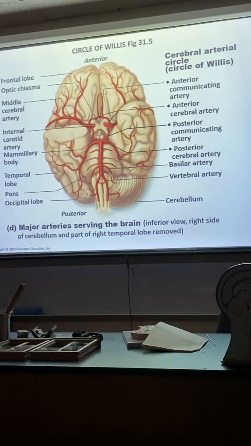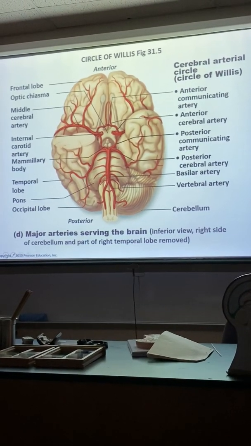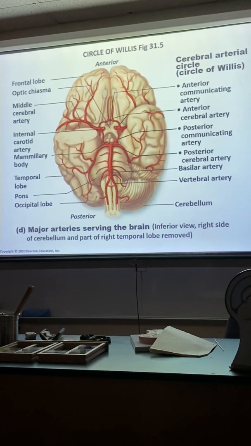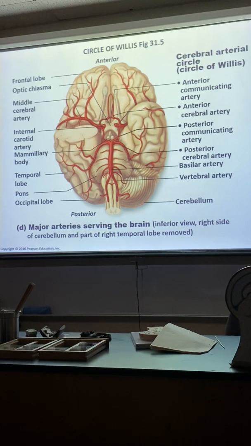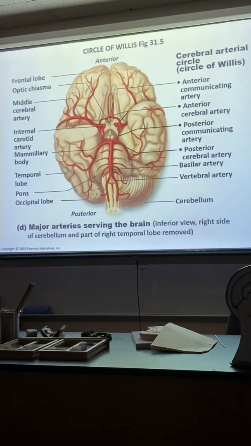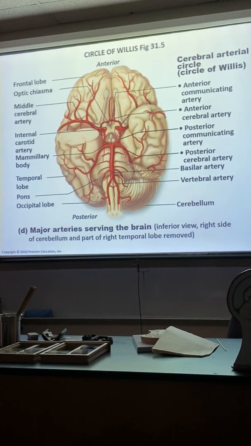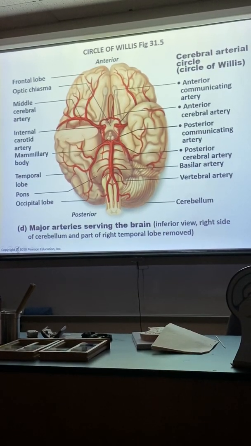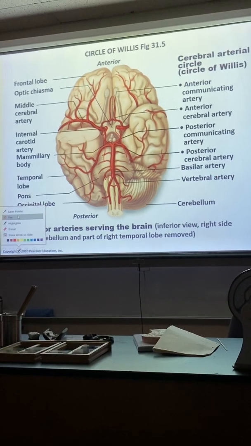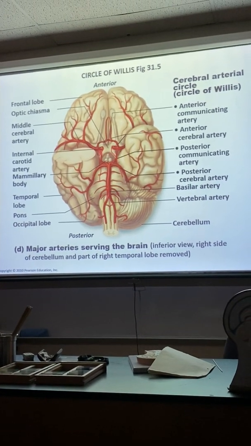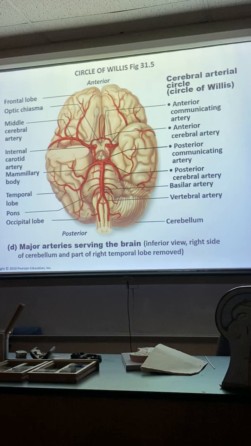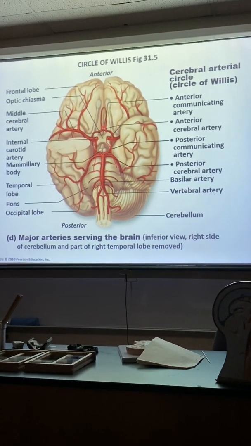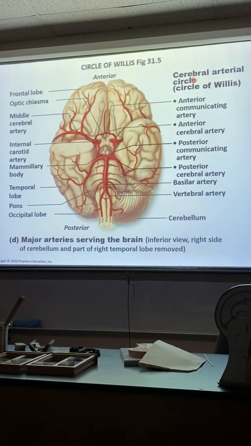This is where the carotid arteries come in. They're cut right here, so they would have been coming up like this through the skull. And notice that branches come off of those two arteries, and it connects with the branches from the basilar and forms this circle. It's also known as the cerebral arterial circle.